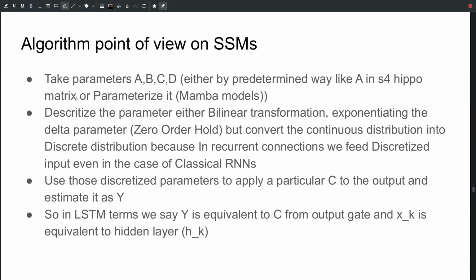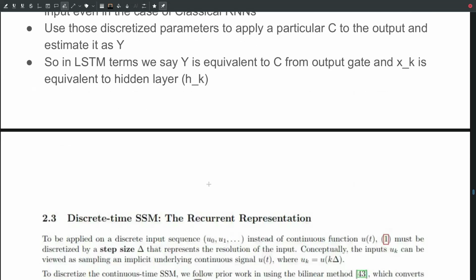So this is what I said: take parameters A, B, C, D and discretize them, either with bilinear or exponentiating, with a delta parameter, and convert those continuous distributions into discrete ones, because in recurrent models we feed discrete inputs, as in classical RNNs. Whatever I said before, it's the same over here.